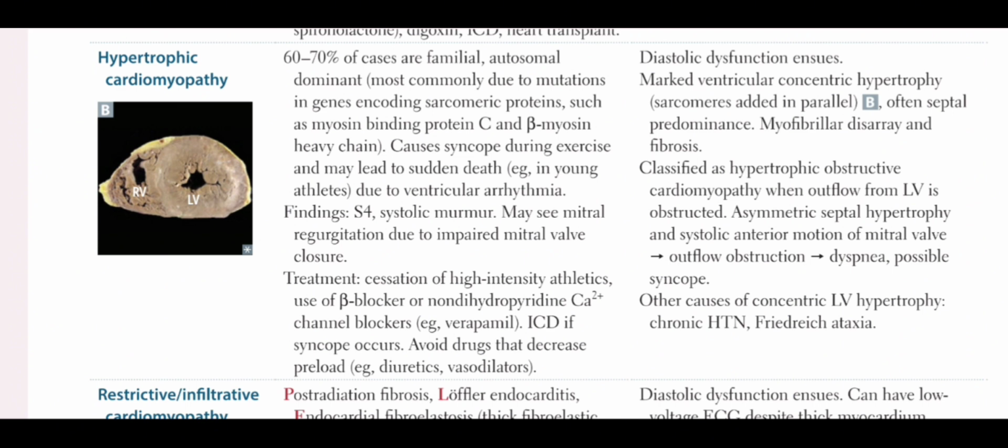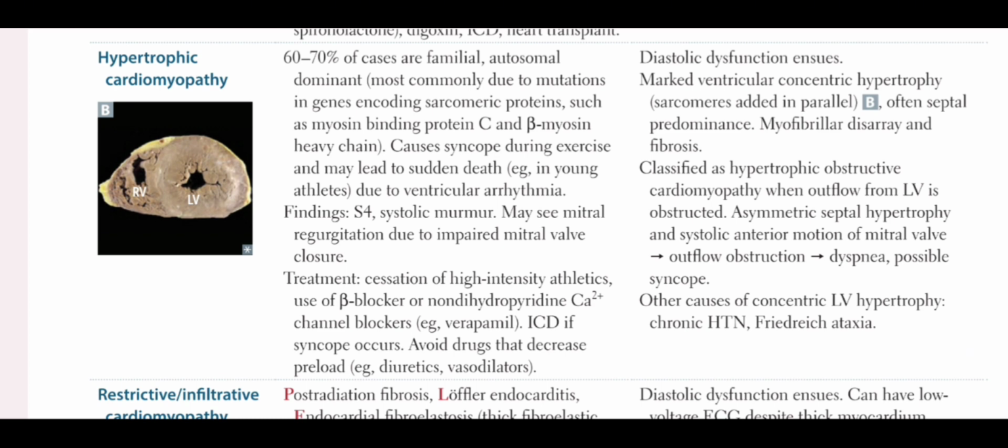The treatment of hypertrophic cardiomyopathy doesn't involve many drugs. Most of the drugs that are used include beta blockers or calcium channel blockers. However, ICD can also be used in cases of recurrent syncope. We need to avoid drugs that decrease the preload, such as diuretics and vasodilators, because as the volume will be low, there will be more blockage.